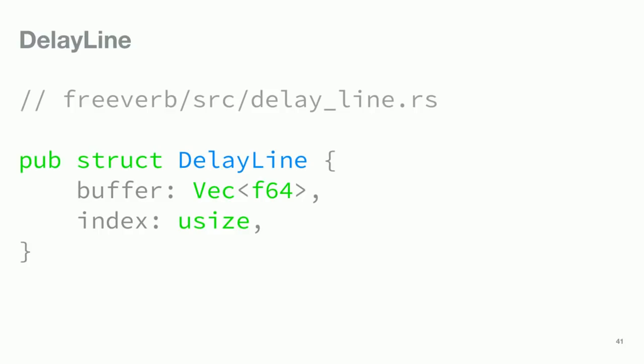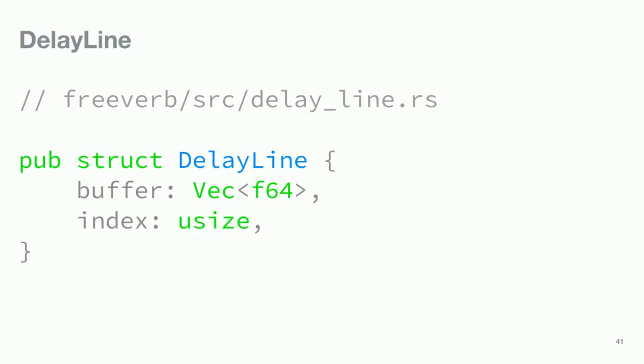So this is the same thing essentially as a C struct. Pub means that it's public outside of this module. And we have two elements in our struct, a buffer and an index. The buffer is a Vec of 64-bit floats. Index is usize; usize is essentially std::size_t in C++ terms.